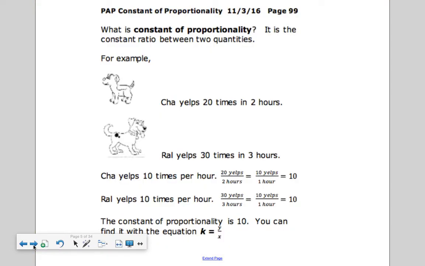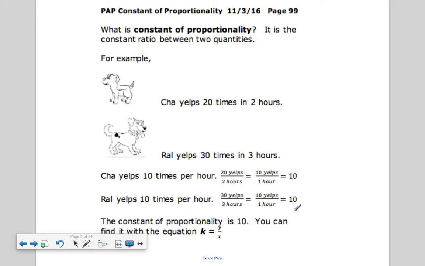What is constant of proportionality? It is the constant ratio between two quantities. For example, this dog yelps 20 times in 2 hours. The other dog yelps 30 times in 3 hours. So if the first dog yelps 10 times per hour, that's 20 yelps for 2 hours, that's 10 yelps for every 1 hour, then the constant of proportionality is 10. That means I can multiply any hour by the number 10 and find out the number of yelps he can do. And the other dog, on the other hand, can also yelp 10 times per hour. So his constant of proportionality is 10.